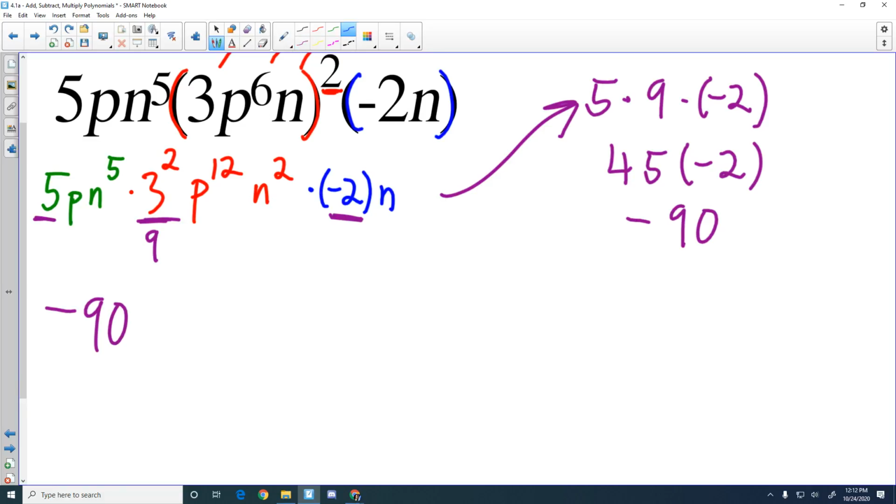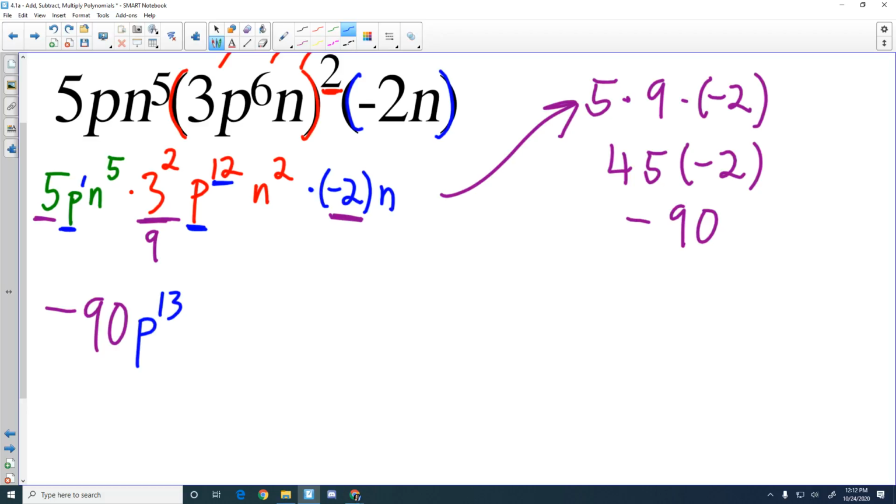All right, now let's multiply the p's and the n's together. So right here, I've got a p to the first power and a p to the 12th power, and that's it. When you're multiplying the same base, you simply add the exponents. Well, 1 plus 12 is 13.